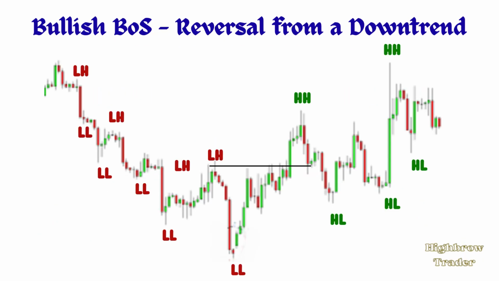During a downtrend, the market keeps making lower highs and lower lows. But when price breaks above the most recent lower high, buyers take back control. This is called a bullish BoS. It often signals the start of a trend reversal. Watch the chart carefully and you'll see how the structure shifts direction right after this break.